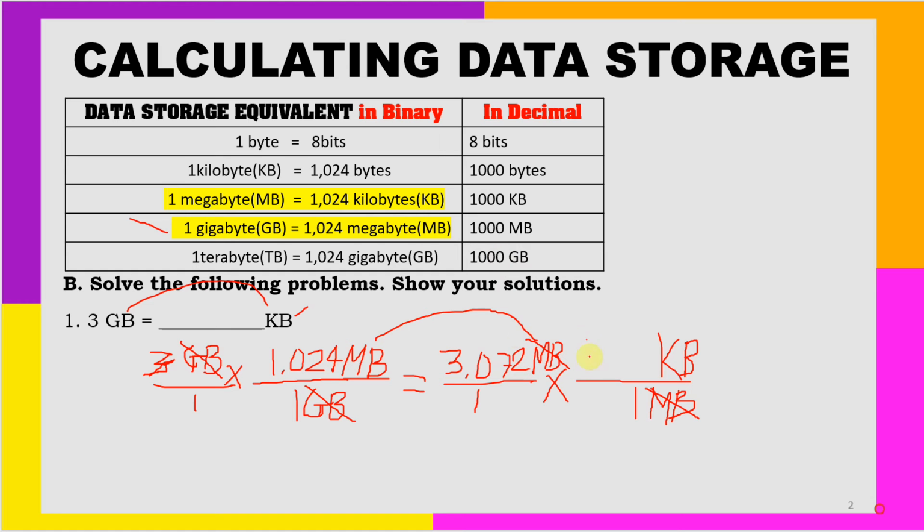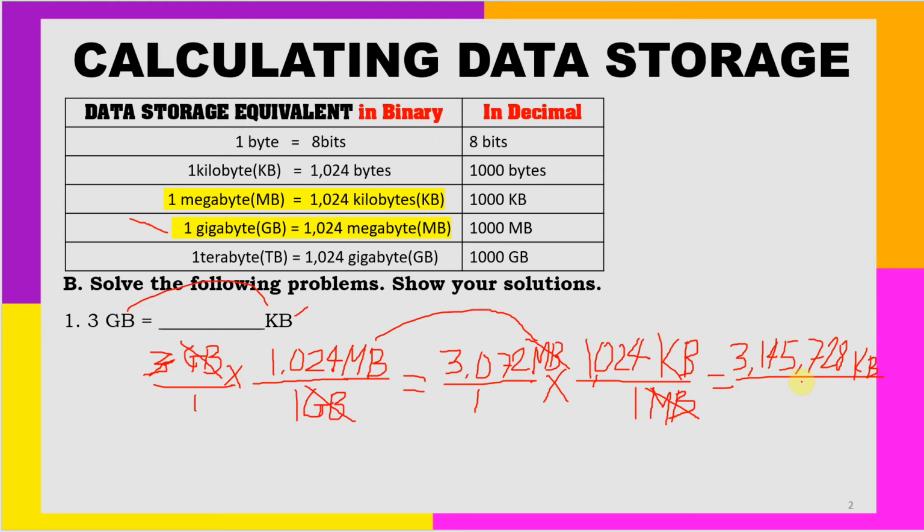So here, 1,024. Okay, so you multiply 3,072 times 1,024. That is equal to 3,145,728. The unit of measurement is in kilobytes, since we have already cancelled the megabytes at the bottom.